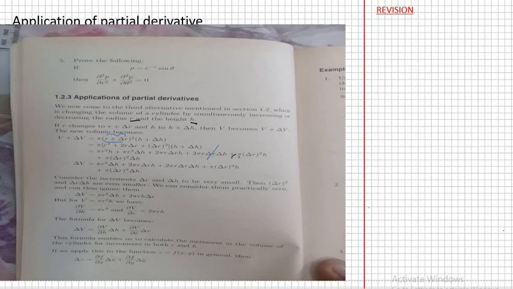So in general, if we are given a function that is made of two or many variables, let's assume that we have a function f of x and y. So in this case, we only have two variables. So now the question is, if the variables undergo certain change, what is going to be the change that this function will undergo?